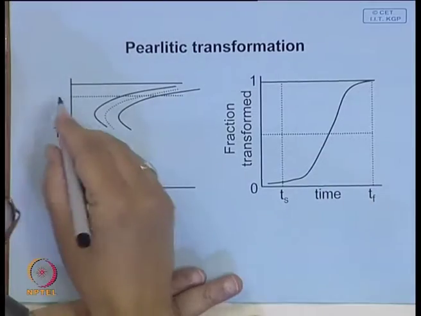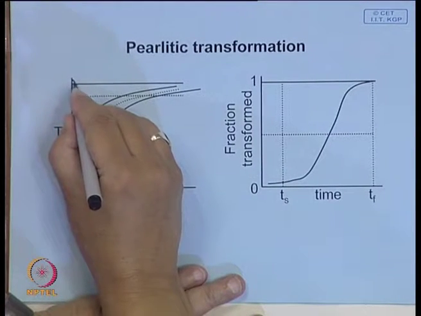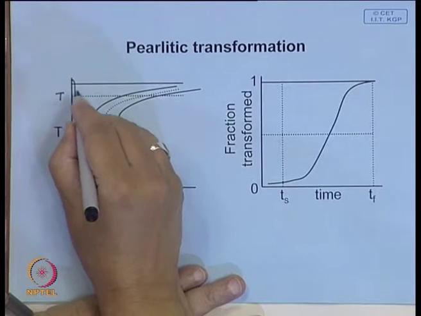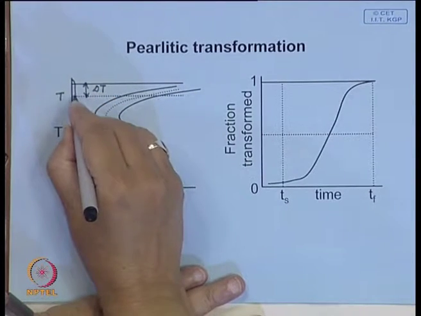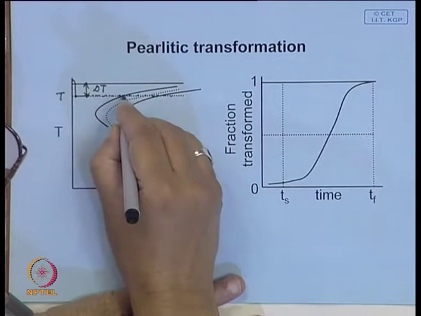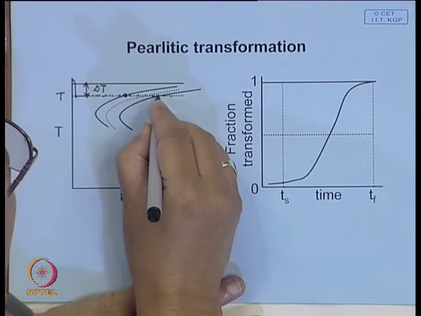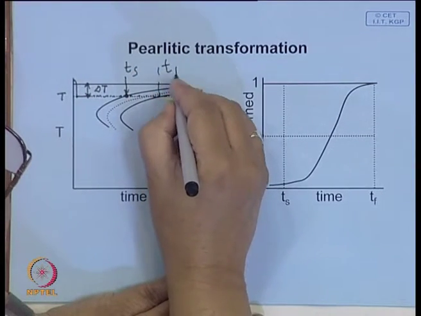Now, let us look in a little more detail at the kinetics of pearlitic transformation. So, we have seen that it is possible to follow the kinetics by quenching a sample, say from here, and cooling it to a particular temperature, which means there is some amount of undercooling, that is delta T. You maintain this bath and try to follow this transformation, and we have seen that the transformation starts at Ts and is completed over here.